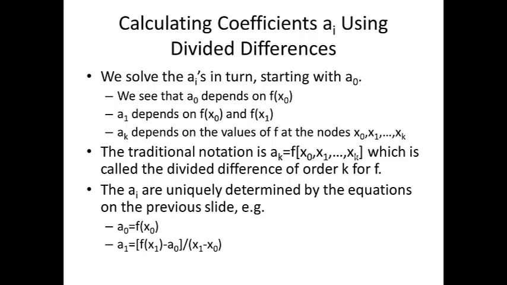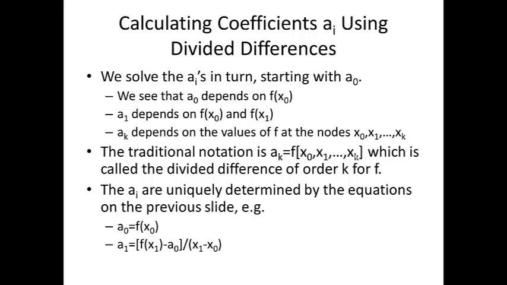We see that a_0 depends on f of x_0. a_1 depends on f of x_0 and f of x_1, and a_k will depend on the values of f at the nodes x_0, x_1, all the way out to x_k. Traditional notation is a_k is equal to f[x_0, x_1, ..., x_k], which is called the divided difference, and we use those square brackets, of order k for f. The a_i are uniquely determined by the equations on the previous slide. As a_0 is f of x_0, a_1 is f of x_1 minus a_0, divided by x_1 minus x_0.